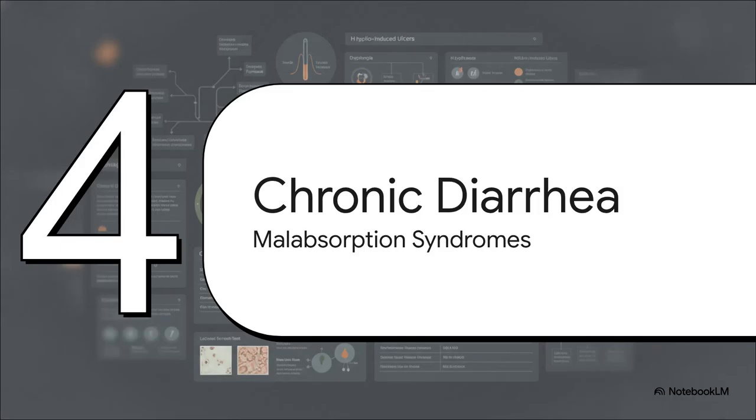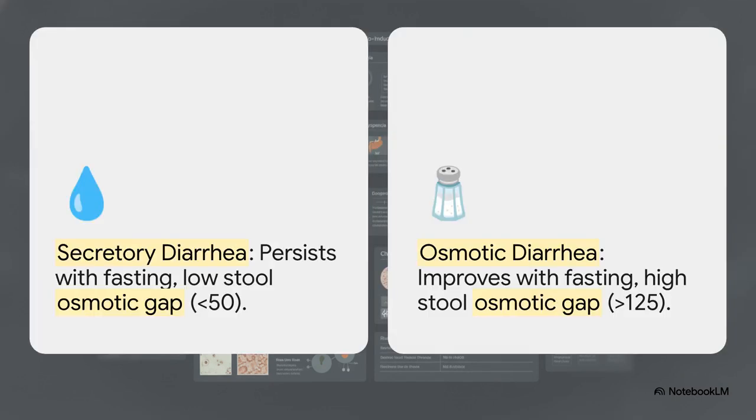Section 4. Chronic diarrhea and malabsorption. The critical differentiator here is the stool osmotic gap and the patient's response to fasting. Secretory diarrhea is driven by increased secretion of ions. It persists during sleep and fasting, and it features a low stool osmotic gap. Osmotic diarrhea, however, occurs because unabsorbed osmotically active agents are pulling water right into the gut, like what you see in lactose intolerance. This actually improves with fasting and presents with a high stool osmotic gap.